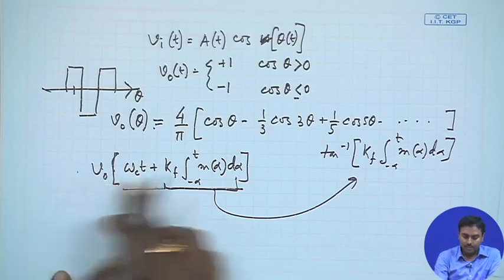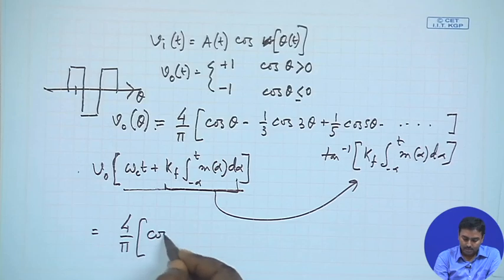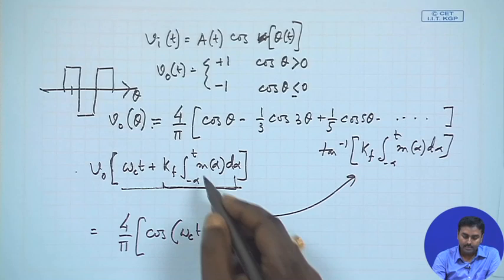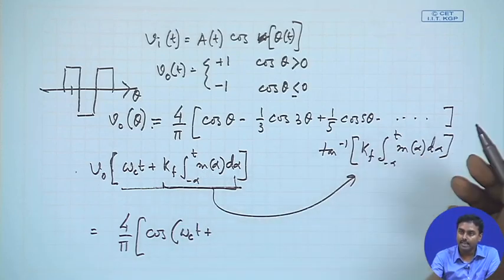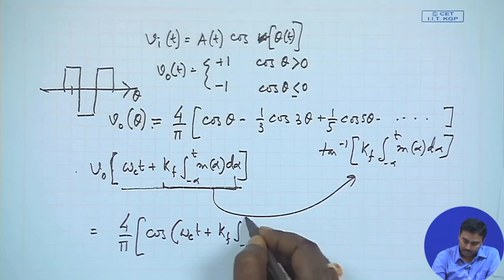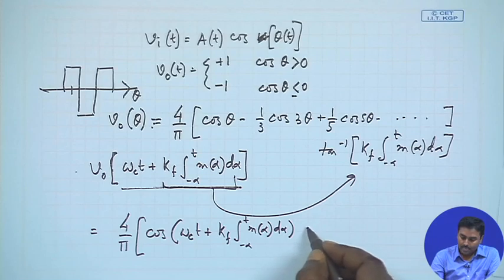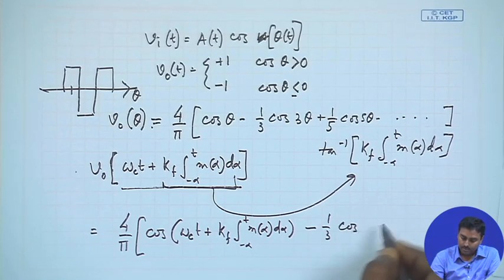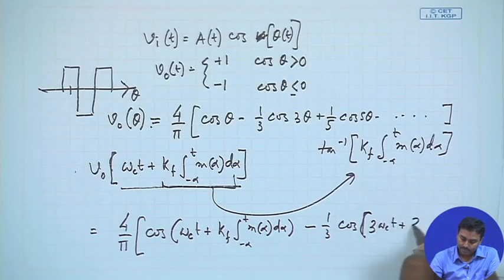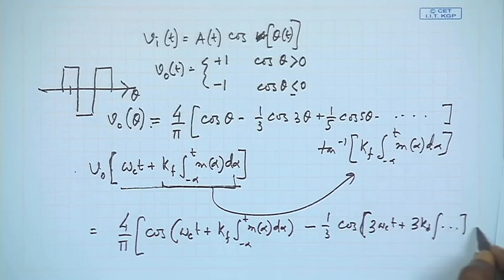So, this whole thing I can now write as 4 by pi times cos of omega_c t plus, either I write k_f into this or tan inverse, whichever, let us take this one, it is just easier to write as long as they are similar, and then minus 1/3 cos of 3 omega_c t plus 3 k_f times the same thing. And so on.